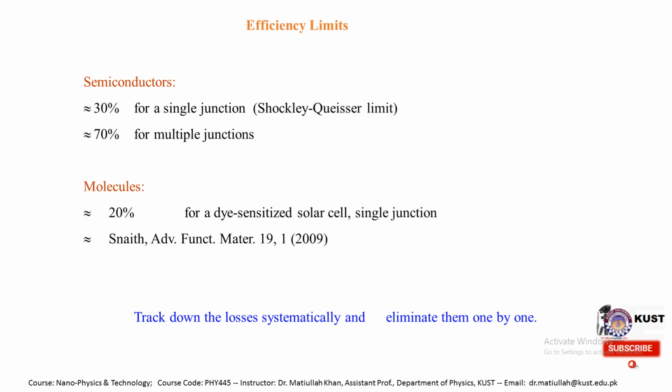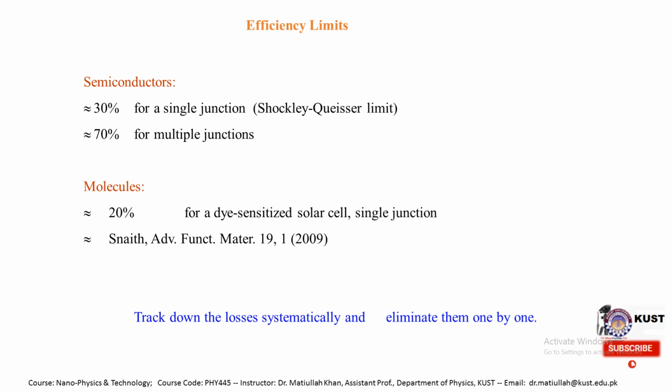We have an efficiency limit for the semiconductor. If we have semiconductor solar cells, the efficiency is about 30% for a single junction, and it is around 70% for multiple junctions if we utilize multiple junctions. And if we use molecules, then it is 20% for a dye sensitized solar cell that has a single junction. That is the basic thing.